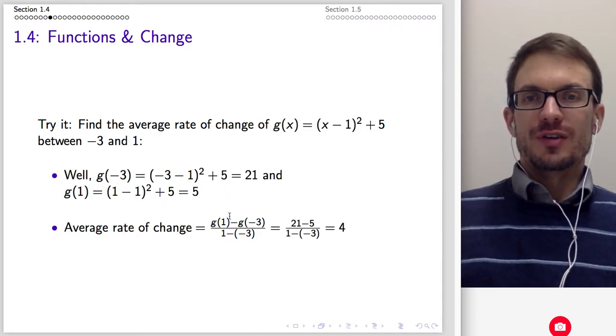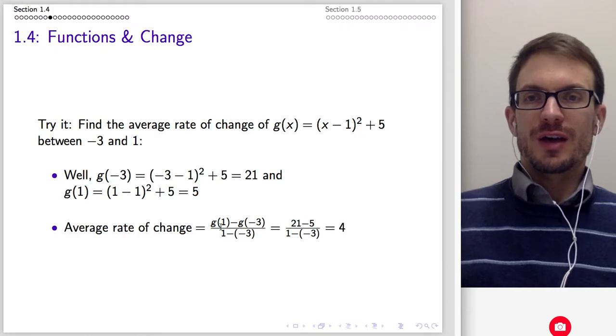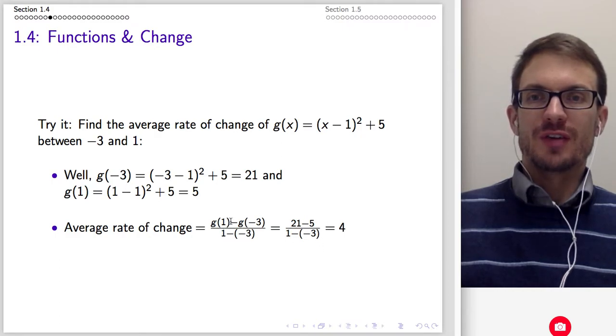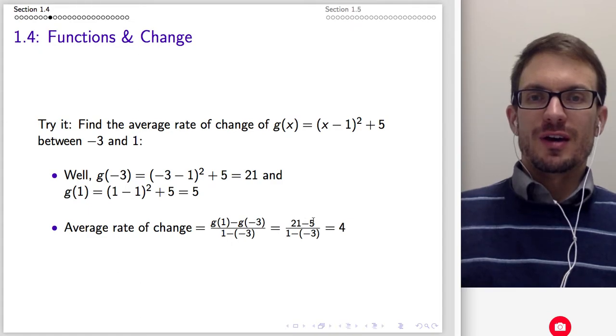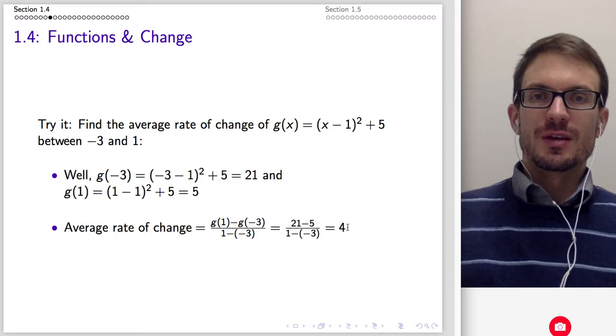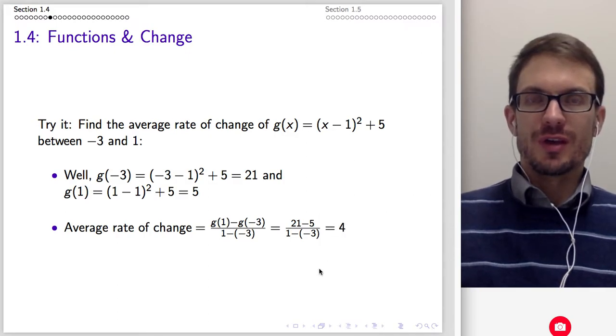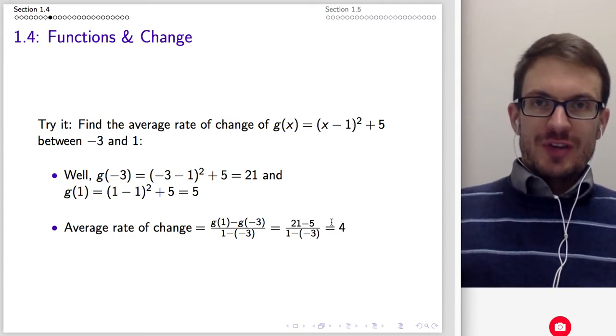So we have g of 1 minus g of minus 3. I should have written this as 5 minus 21. So we should have negative 16 divided by positive 4. So this should be minus 4, right? So I'll change that for the slides on Canvas.